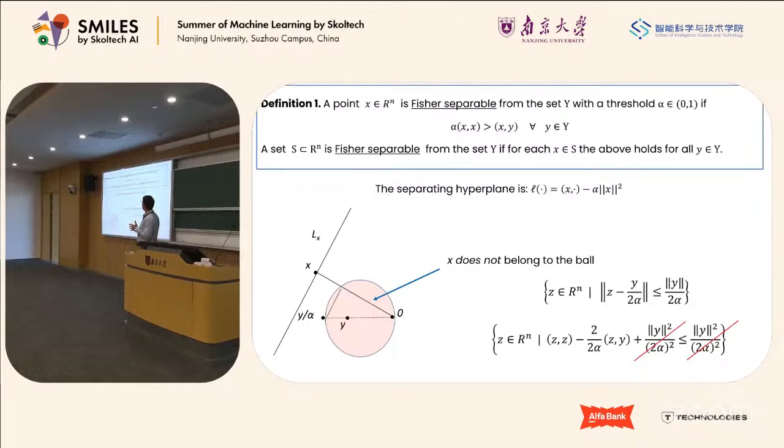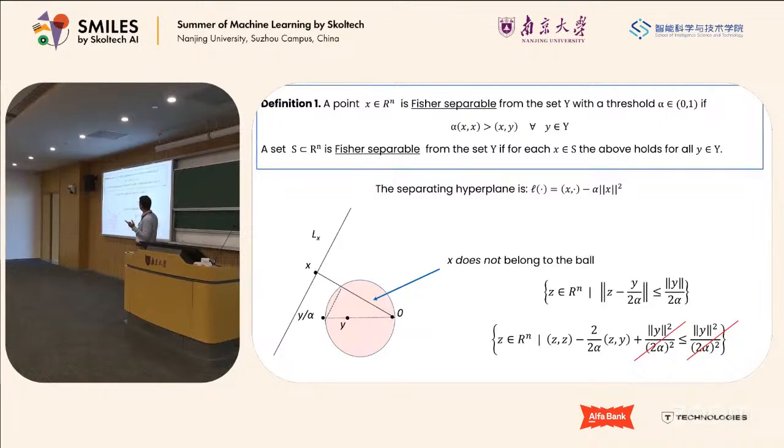If alpha xx is bigger than xy, then when I put y here, xy will be less than alpha x squared, and that means that this L of y will be less than 0. But if I plug x here, L of x will be bigger than 0. So when alpha is from 0 to 1, this is a valid separation hyperplane, and I call this separation Fisher separable.